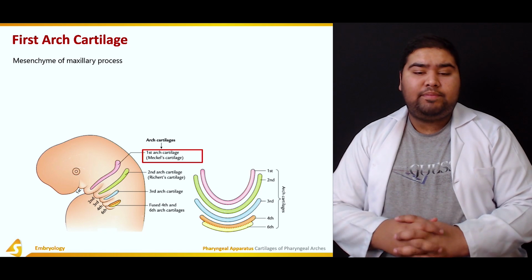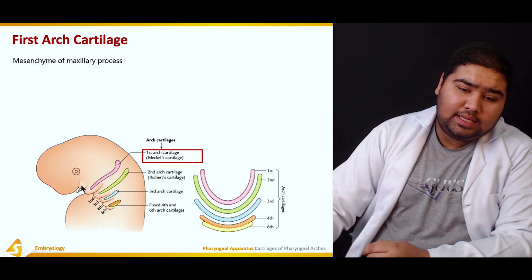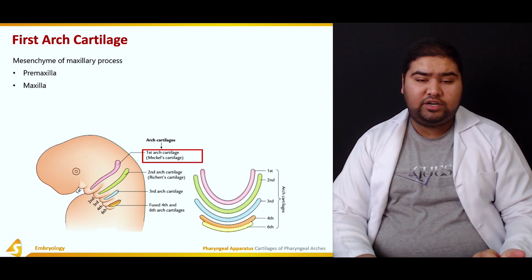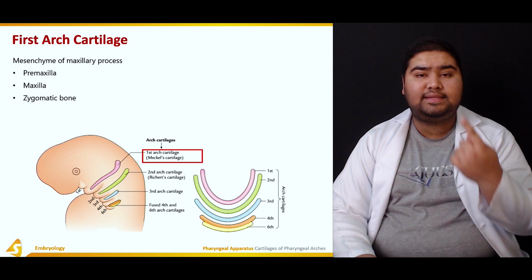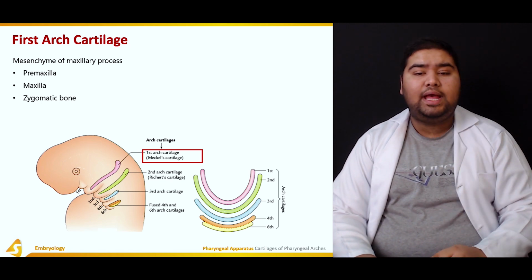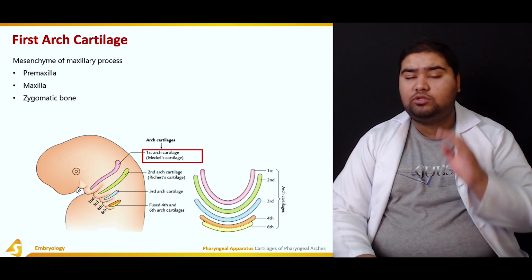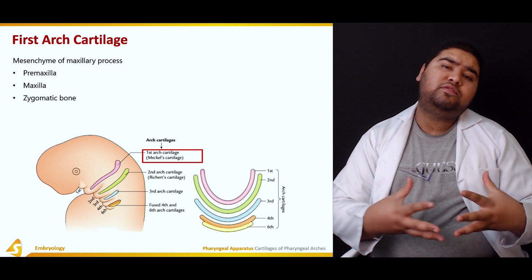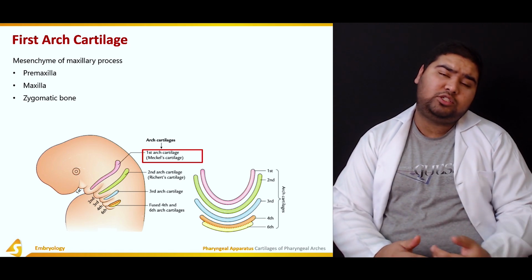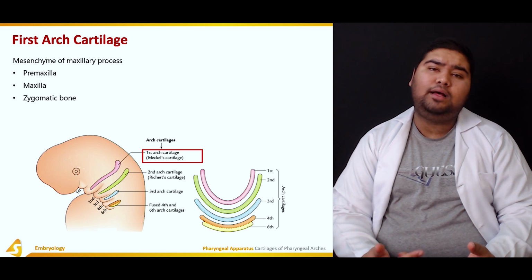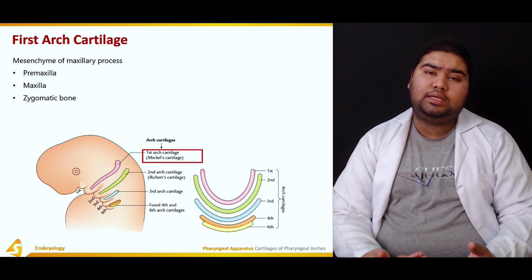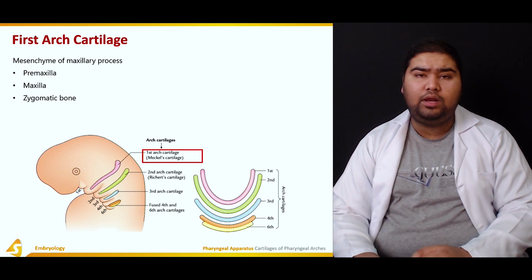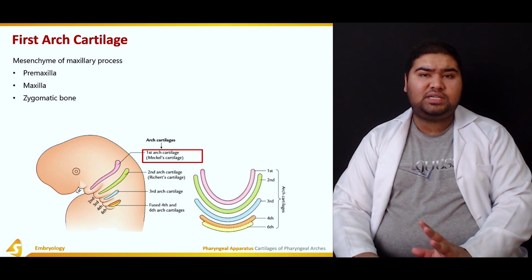Now the mesenchyme of the maxillary process. In this area, the mesenchyme of the maxillary process helps in the formation of the premaxilla first, then the maxilla itself, then the zygomatic bone, these cheekbones, and a part of the temporal bone. So the mesenchymal component of the maxillary area helps in the formation of premaxilla, the maxilla, the zygomatic bone, and finally a part of the temporal bone. So this is all about the first arch.